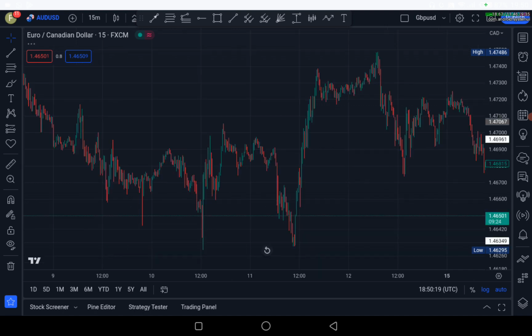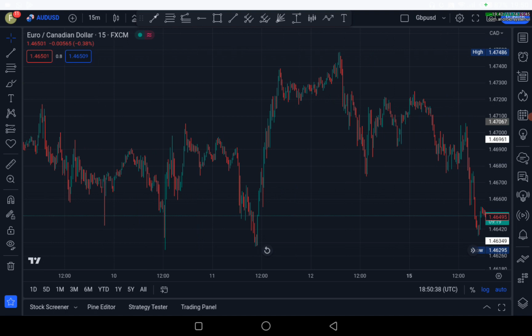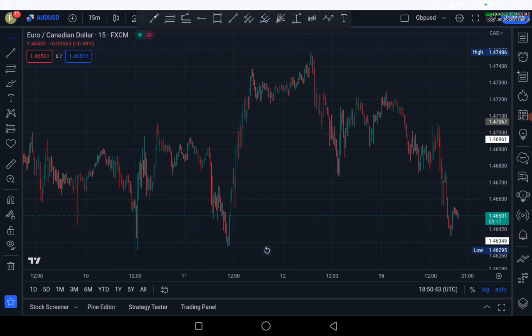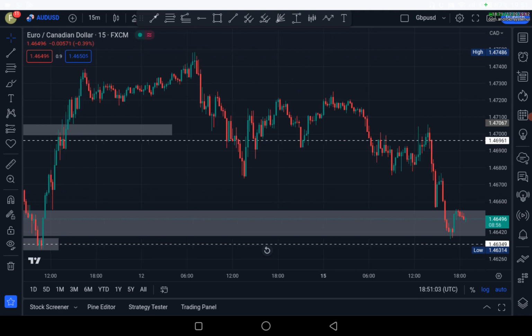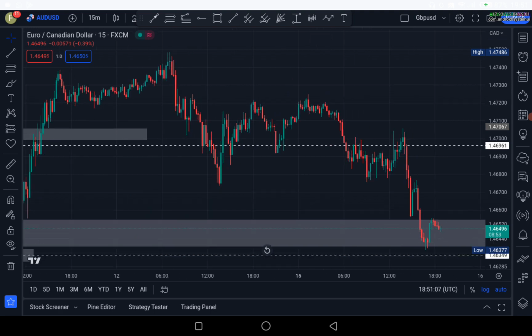So right now my bias on EURCAD is still long. It's still on the long side. So what am I going to be waiting for right now if I am going to place a long trade? Right, so it's simple. I am going to wait for a breakthrough through this area on EURCAD.